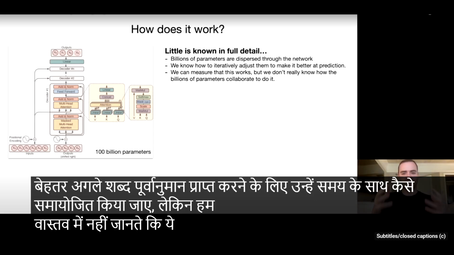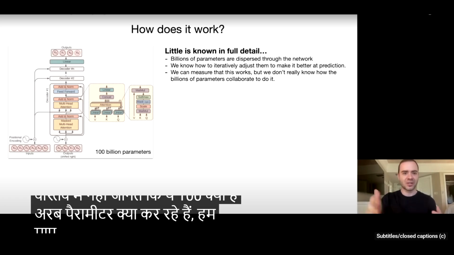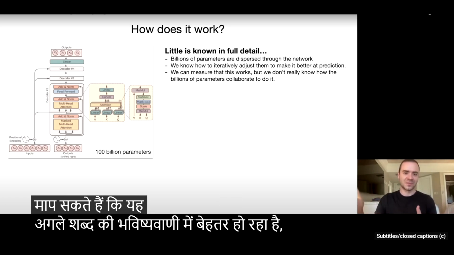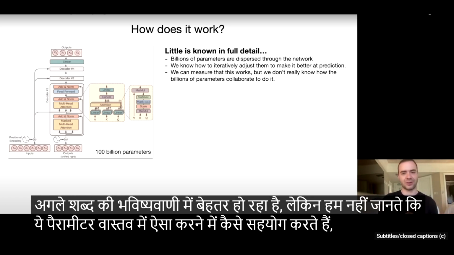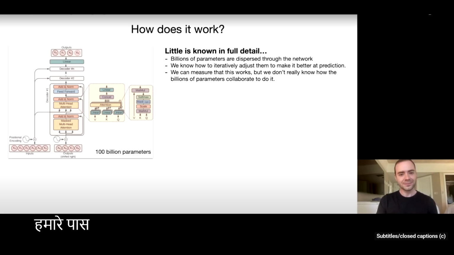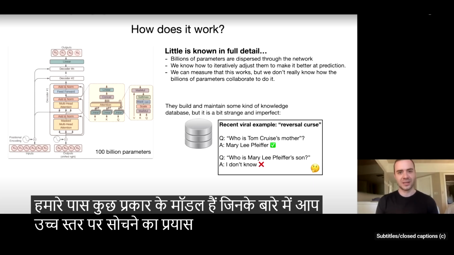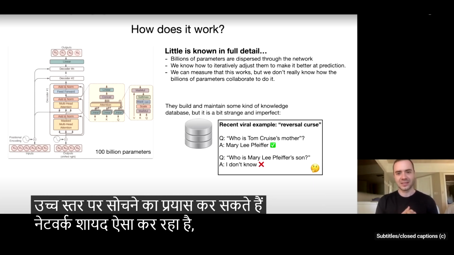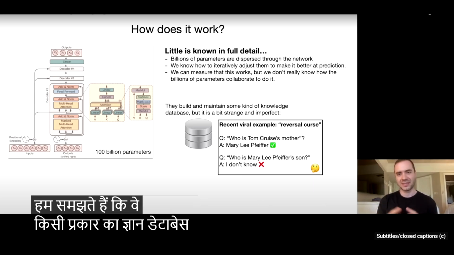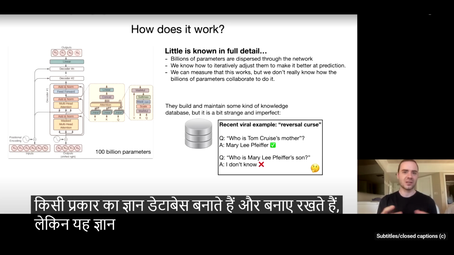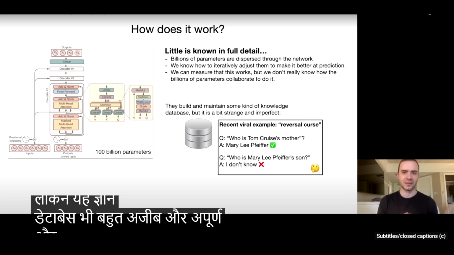But we don't actually really know what these 100 billion parameters are doing. We can measure that it's getting better at the next word prediction, but we don't know how these parameters collaborate to actually perform that. We have some kind of models that you can try to think through on a high level for what the network might be doing. So we kind of understand that they build and maintain some kind of a knowledge database, but even this knowledge database is very strange and imperfect and weird.